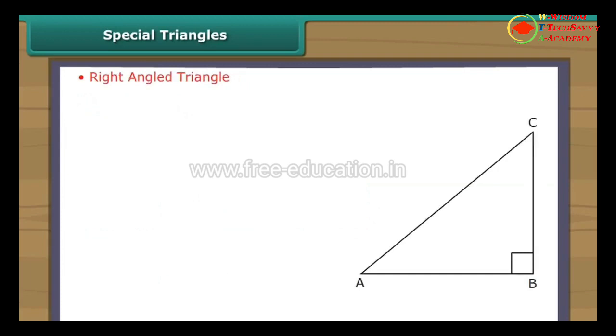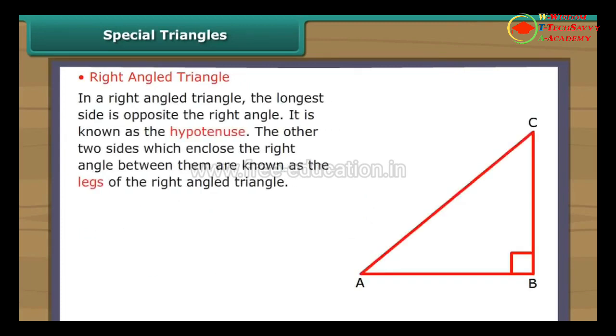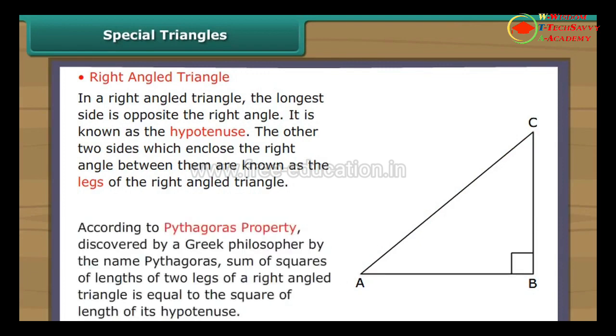Right-angled triangle. In a right-angled triangle, the longest side is opposite the right angle. It is known as the hypotenuse. The two sides which enclose the right angle between them are known as the legs of the right-angled triangle. According to Pythagoras' property discovered by a Greek philosopher by the name Pythagoras, the sum of squares of lengths of two legs of a right-angled triangle is equal to the square of length of its hypotenuse.